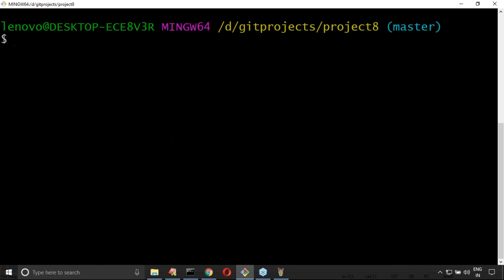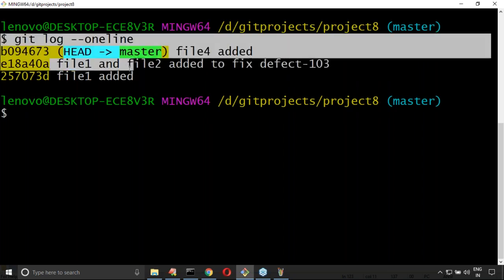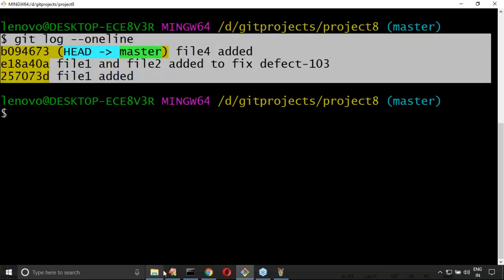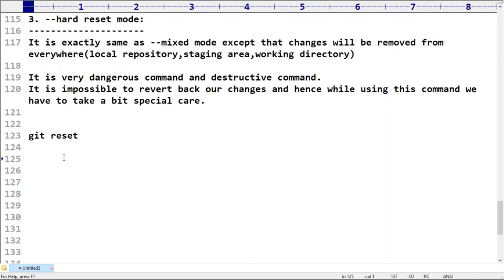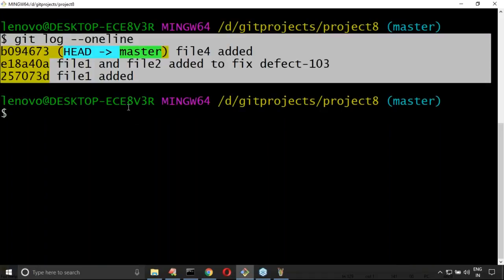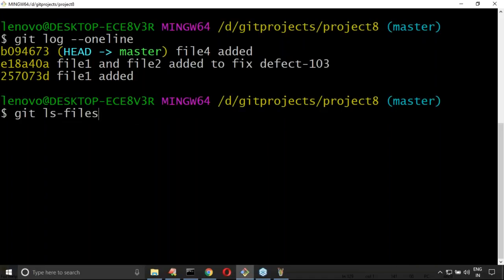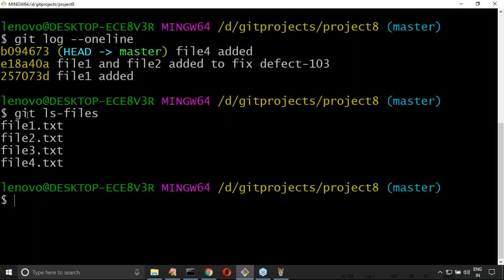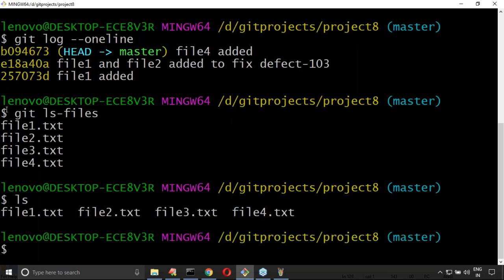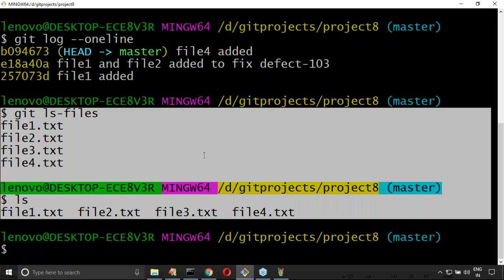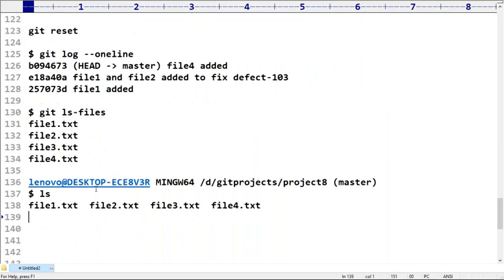Now just observe this, sir. Git log one line. How many commits are there? Three commits are there, sir. Next, git ls-files: 4 files are there. Ls: 4 files are there. So the staging area has 4 files, and the working directory also has 4 files.